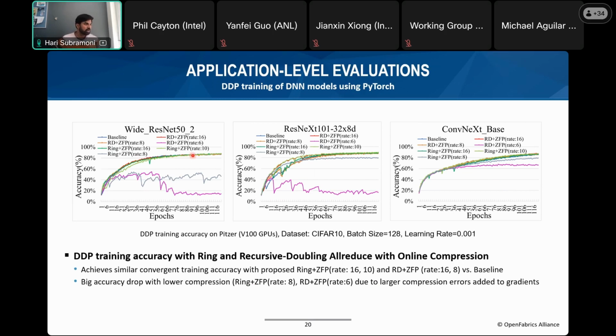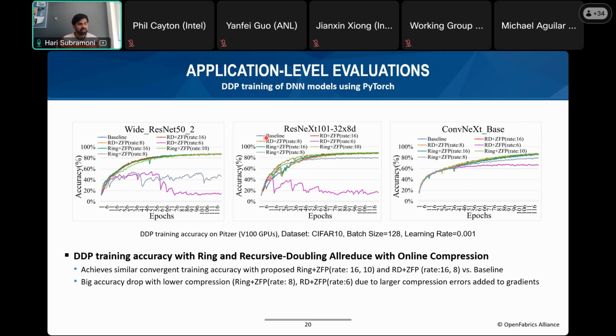So if you want to be a little bit more aggressive, you can use a higher rate of maybe 8 or so. Here you see that sometimes you are still able to tolerate the rate 8. Especially if you look at the orange line with the recursive doubling algorithm and ZFP, the orange line kind of trends the blue line in terms of the accuracy. The blue line is the baseline without any compression whatsoever.